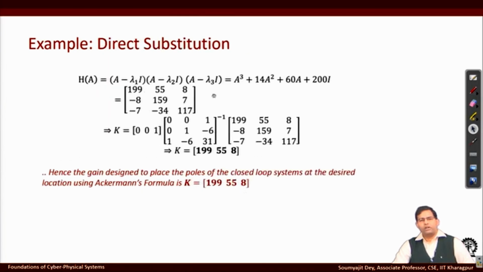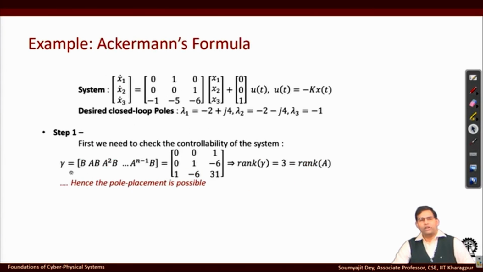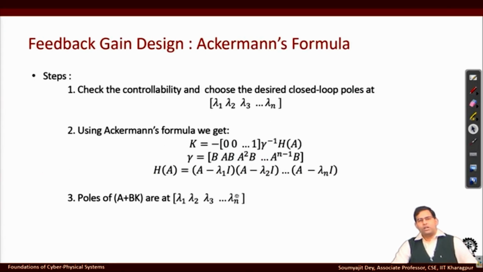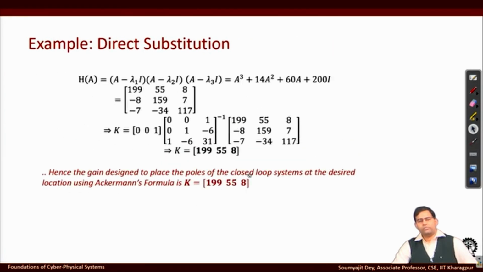You compute HA here, and the Gamma value is already this one that we have. HA is based on this A and lambdas, so you get this equation. And then K is nothing but this matrix, followed by Gamma inverse and then HA. So it's essentially automating that entire process of direct substitution, and you directly get K. That tells you what the pole positions should be, and you can see that they are matching. Of course, some of these examples have been taken from well-known lectures and slides available.